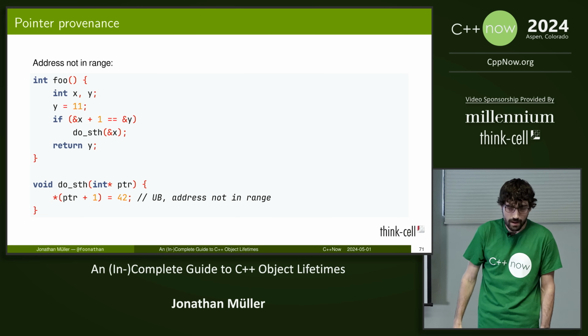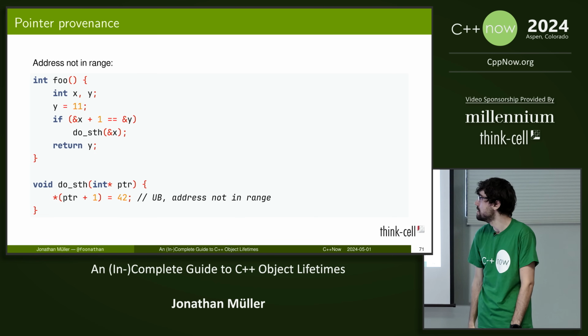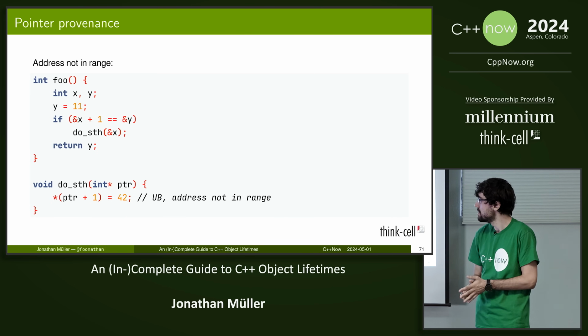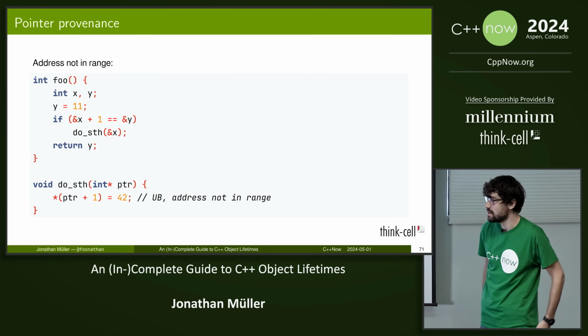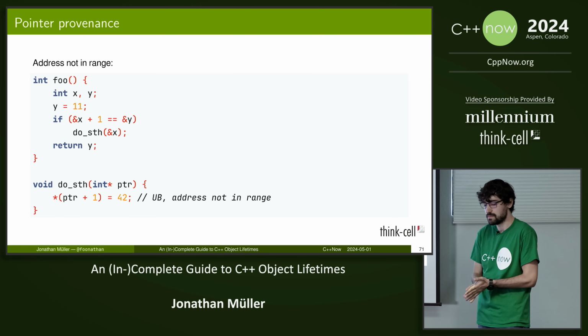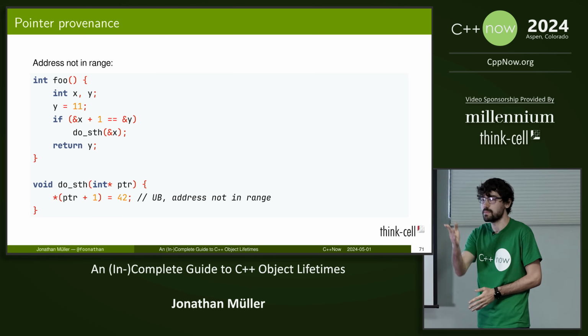Yes? But can you do address of x plus 1 because you're not pointing to an array? Yeah, you can have the end pointer of everything. If you think of x as a sequence of one element, yes. You're allowed to take the address one past the sequence. Yes. Right?